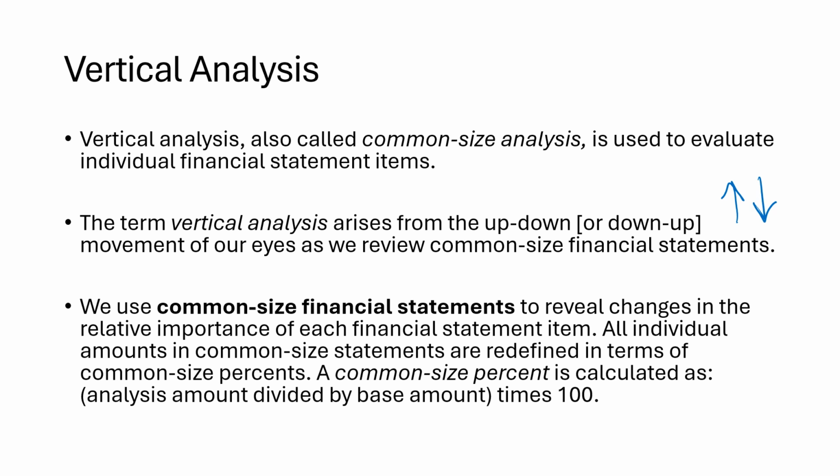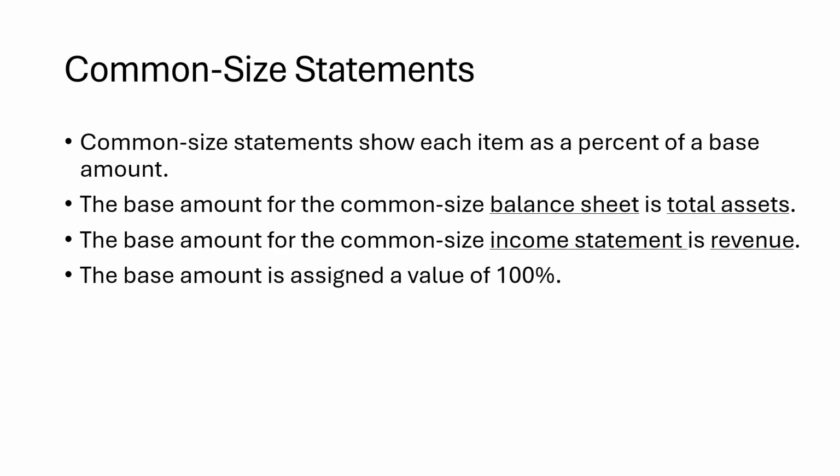All individual amounts in common size statements are redefined in terms of common size percents. A common size percent is calculated as the analysis amount, or the particular account that you're looking at or a group of accounts, divided by a base amount, times 100 to get the percent. Common size statements show each item as a percent of a base amount.